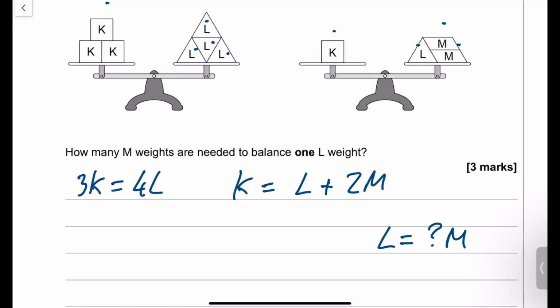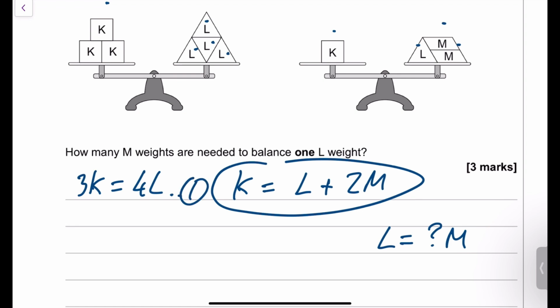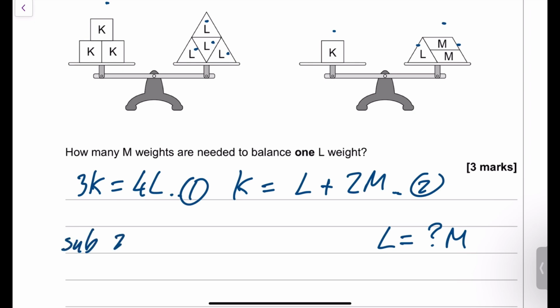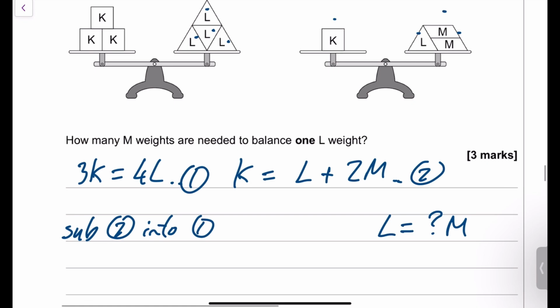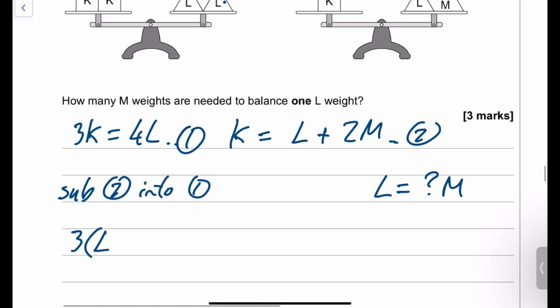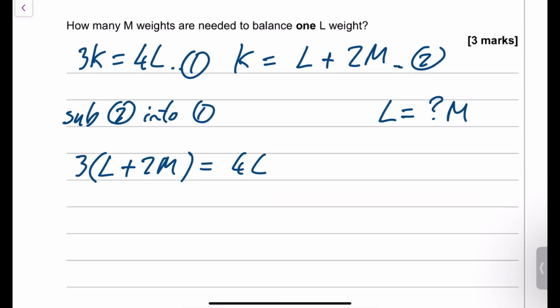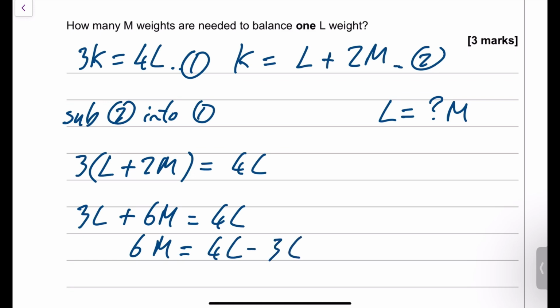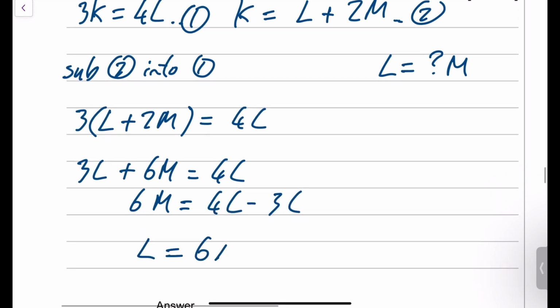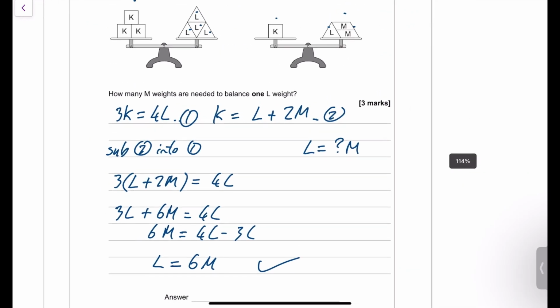So first of all here, we know that K equals this. We're going to call this equation 1 and this one equation 2. We're going to basically substitute equation 2 into equation 1. So instead of writing 3 times K, I'm going to write 3 times L plus 2M is equal to 4L. And then let's just multiply out and see what we get. We're going to get 3L plus 6M is equal to 4L. And that means 6M is equal to 4L minus 3L, which is the same as L is equal to 6M. Lovely. What a nice question.